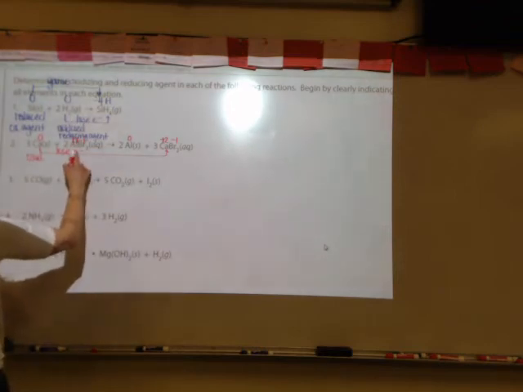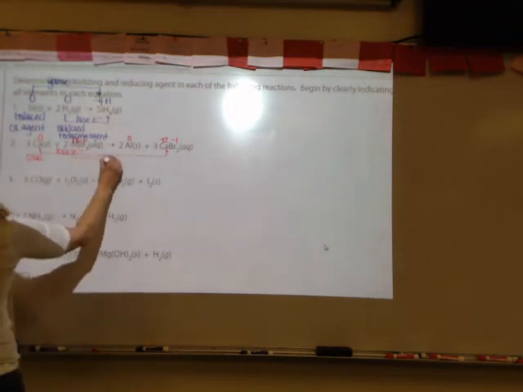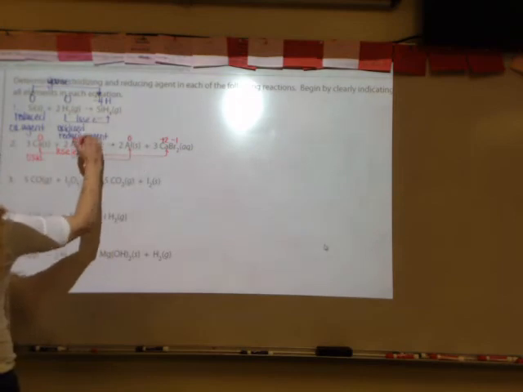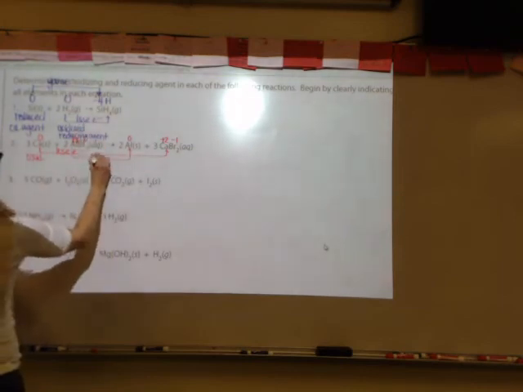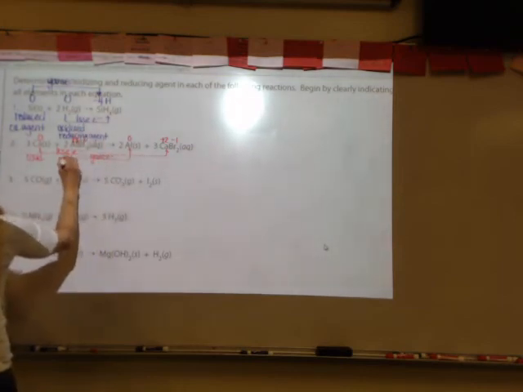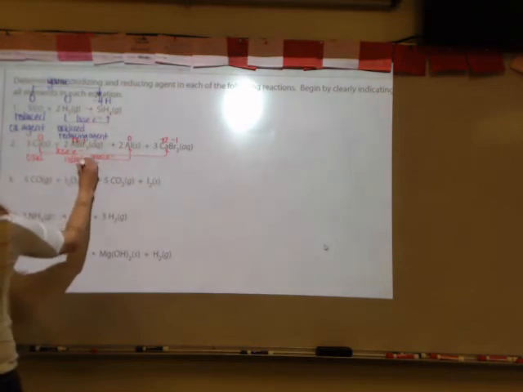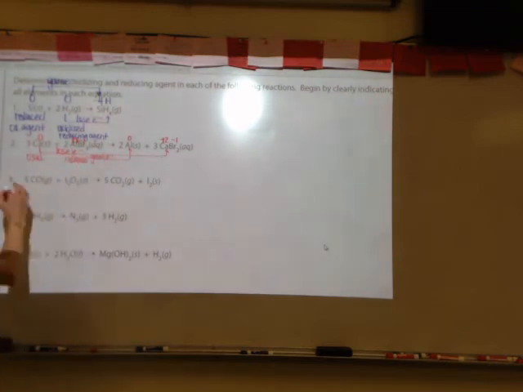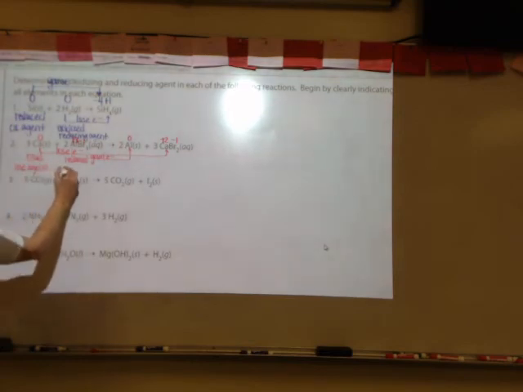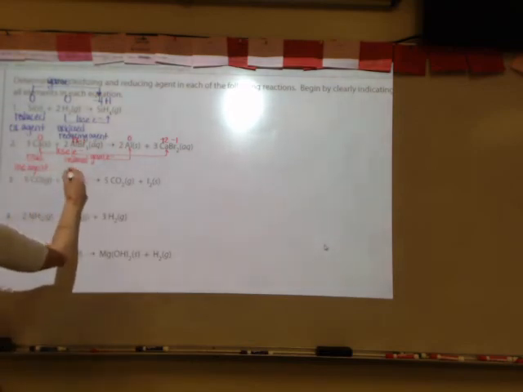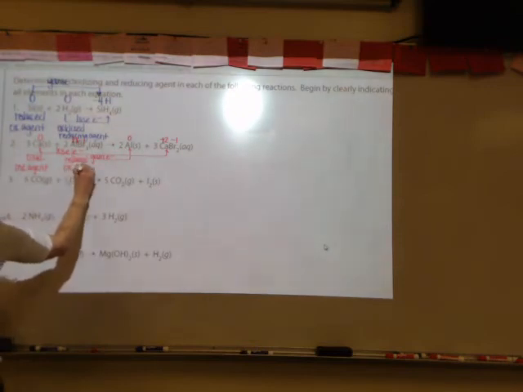And then the aluminum went from a +3 to a 0. So its oxidation number is coming down, so it is gaining electrons, so that means it is reduced. Now, that means calcium is my reducing agent, and the aluminum in the aluminum bromide is my oxidizing agent.